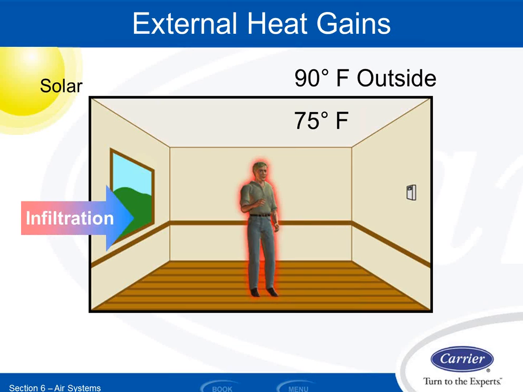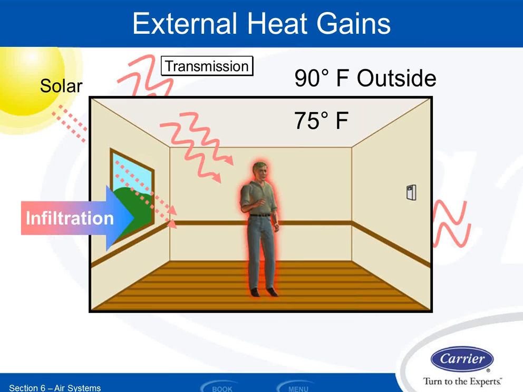Our external gains are the heat that we're picking up from the outdoors. There are 3 main ways that heat is going to make its way from outside to inside our building. And all that heat that makes its way in, I've got to find a way to get rid of it if I want to keep this space at a constant temperature. In this example, I'm trying to keep it at a constant 75 degrees, but it's 90 degrees outside.